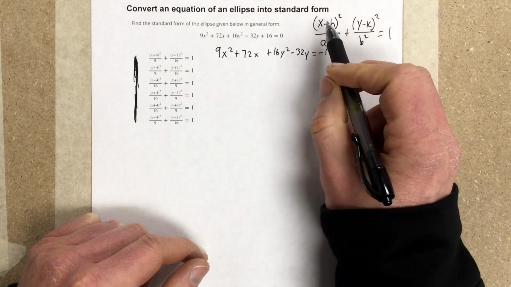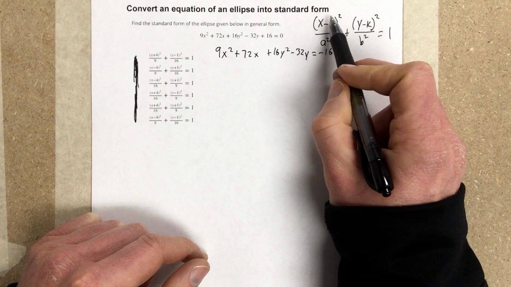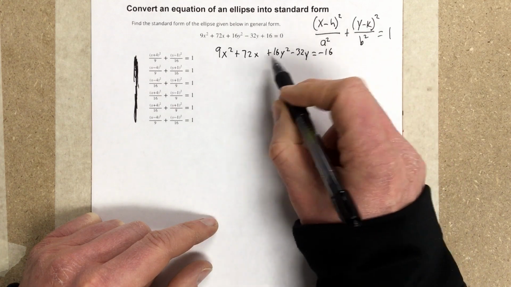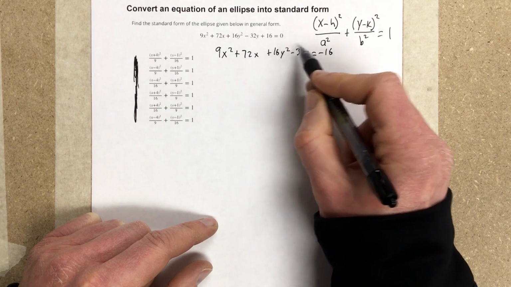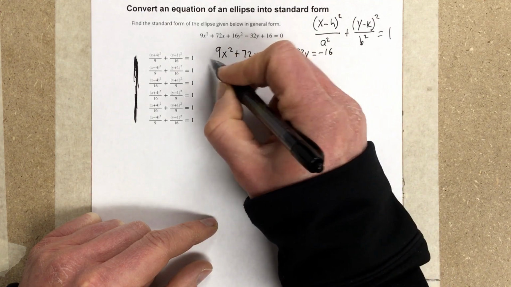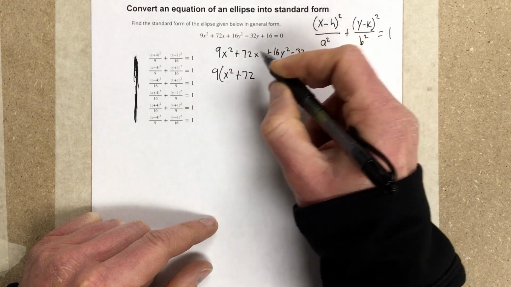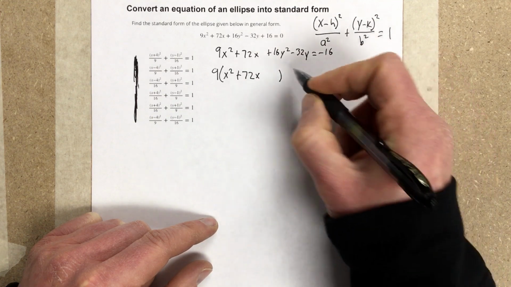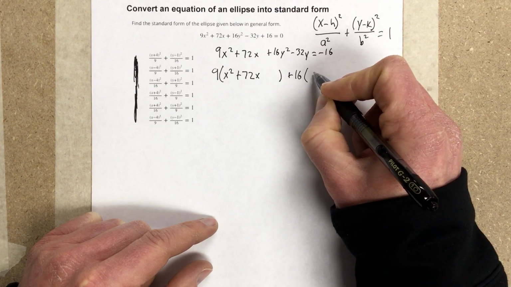Now, I want to take this 9x squared plus 72x, this quadratic, and I need it to factor to (x minus h) squared. But in order to do that, I'm going to have to complete the square. So I'm going to separate the x squared and 72x pieces, and separate the y squared and the y, and treat them separately for a little bit. So we're going to factor out a 9.